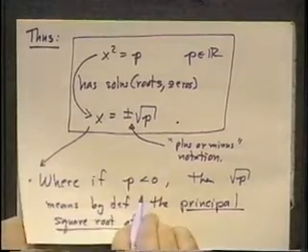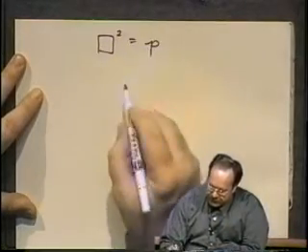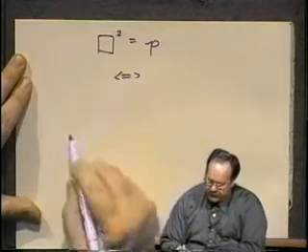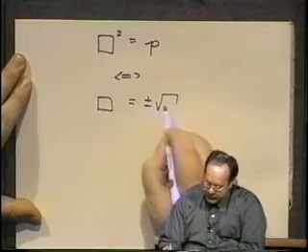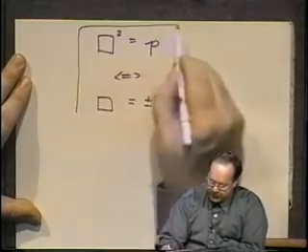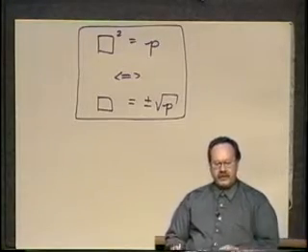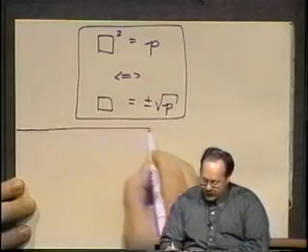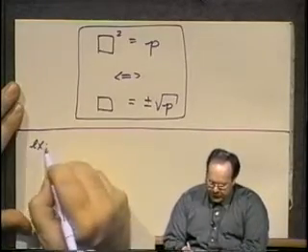And to make it even clearer, let me put it in that box form. What we now have is that if box squared equals p, that is true if box equals plus or minus the square root of p. Now that is a fact we're going to use over and over again, so it's worthwhile seeing it in that schematic form. Here are a couple of examples.